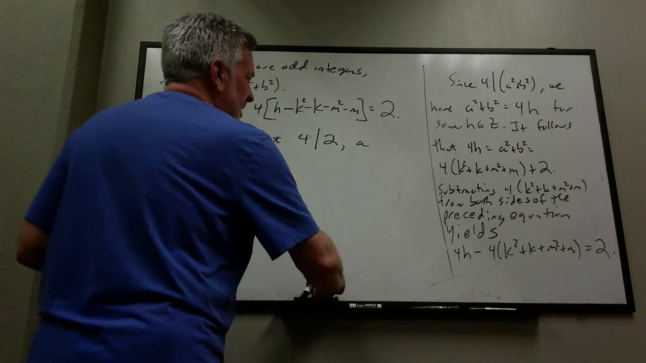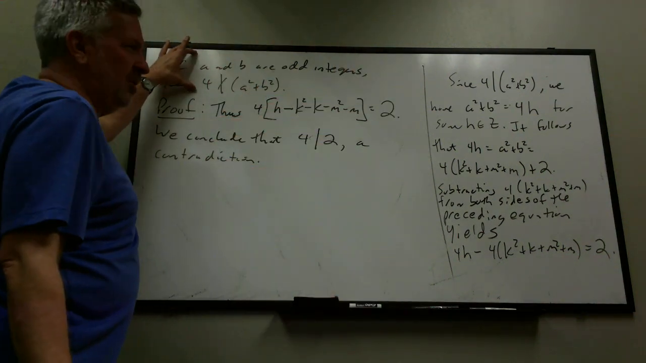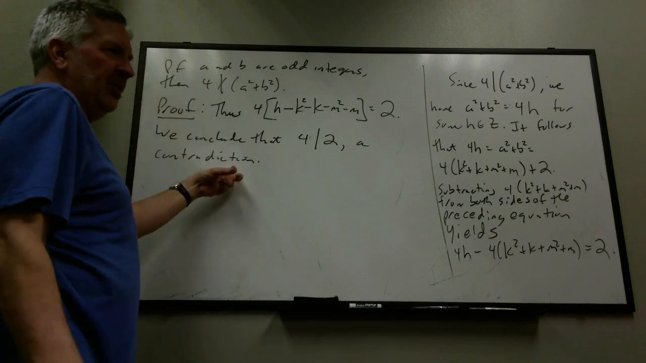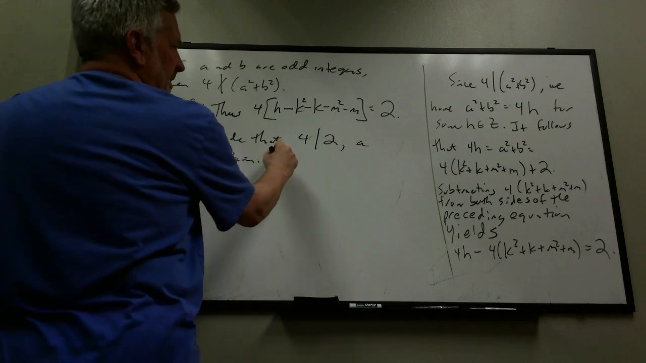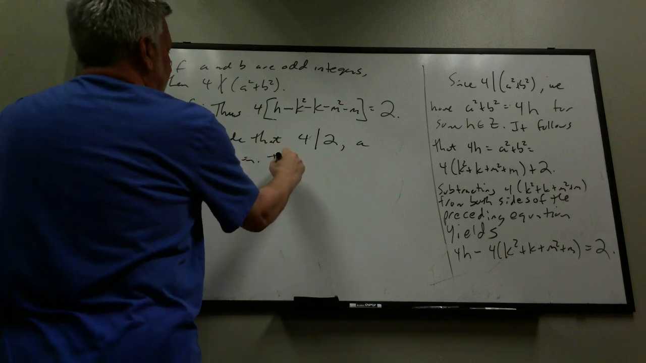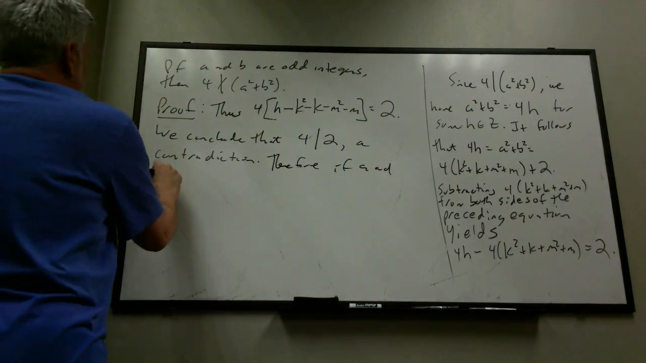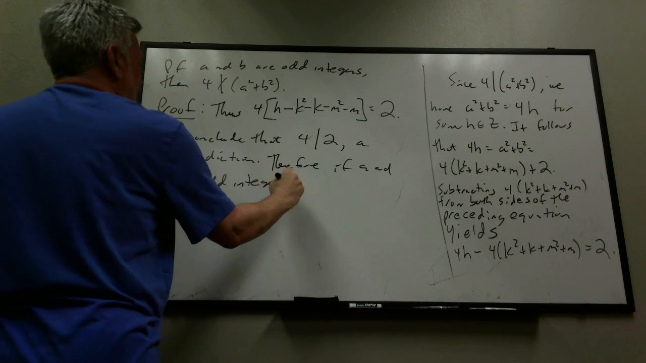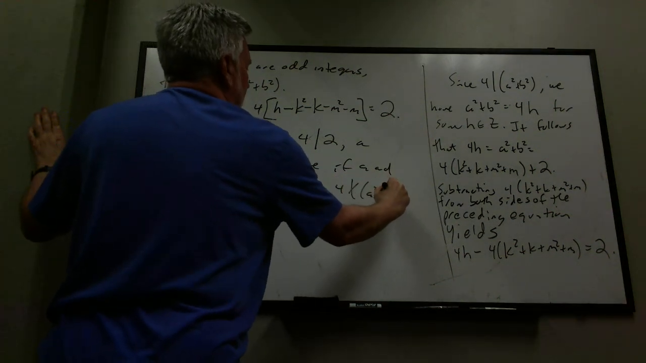So notice we reached a contradiction, and so we're done. We assumed the negation of the statement was true. We ran into a problem, so the negation's actually false, which means the original statement is true. So therefore, if a and b are odd integers, then 4 doesn't divide a squared plus b squared.